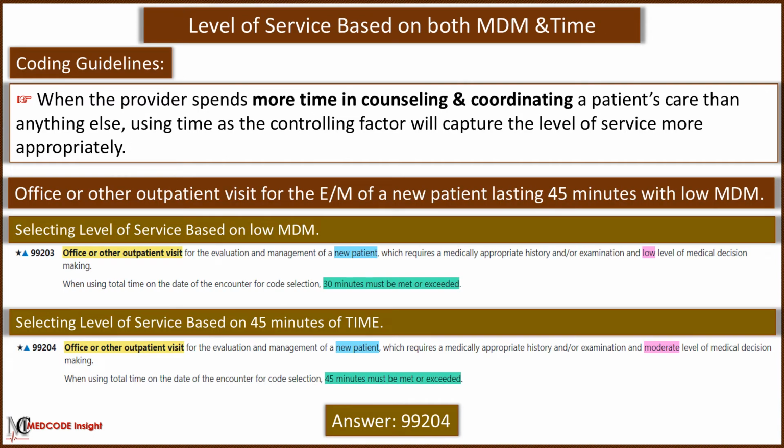Let's take an example of an office or other outpatient visit for the evaluation and management of a new patient lasting 45 minutes with low MDM. When we select the code based on the encounter with a duration of 45 minutes, it falls under the moderate level category, which corresponds to the code 99204. However, based on the given MDM, in this scenario which is low, the appropriate code would be 99203.